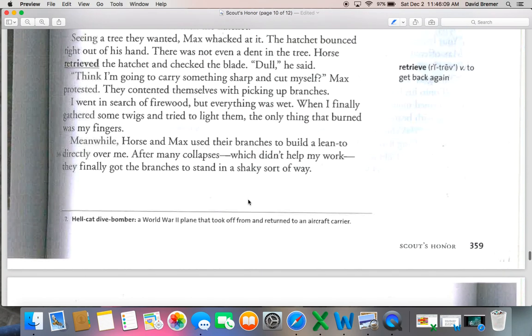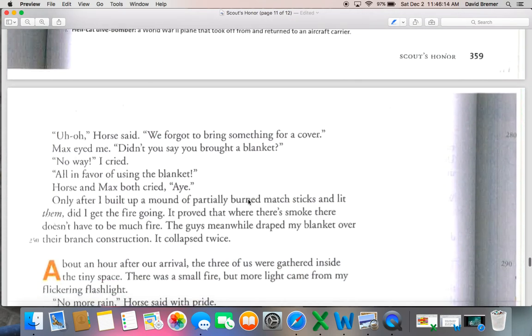And a lean-to would just be like a building or a hut made out of branches.